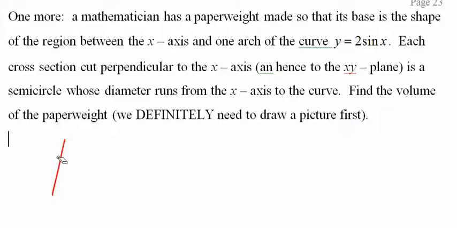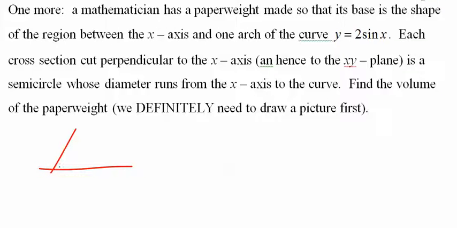I'm drawing this 3D shape in a plane. He's got a sine of 2x curve, and then he's got these semicircles that pop up out of the page. Hard to see.